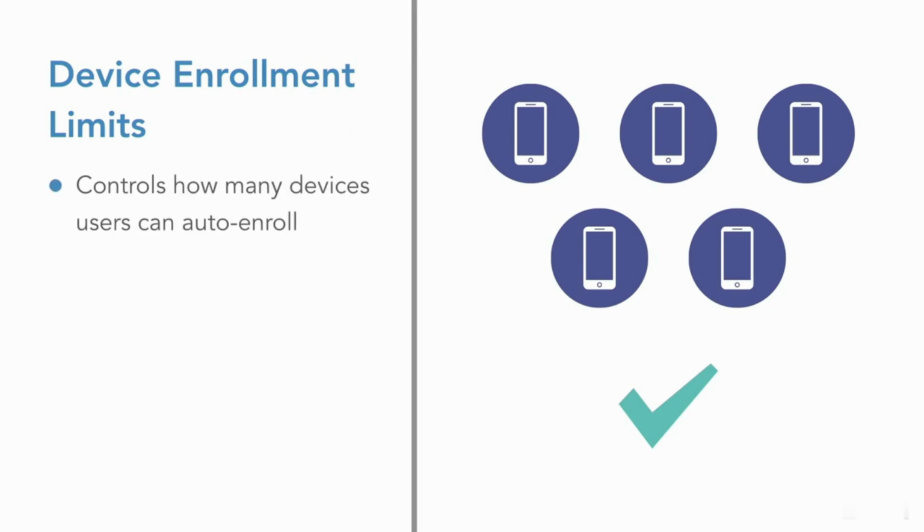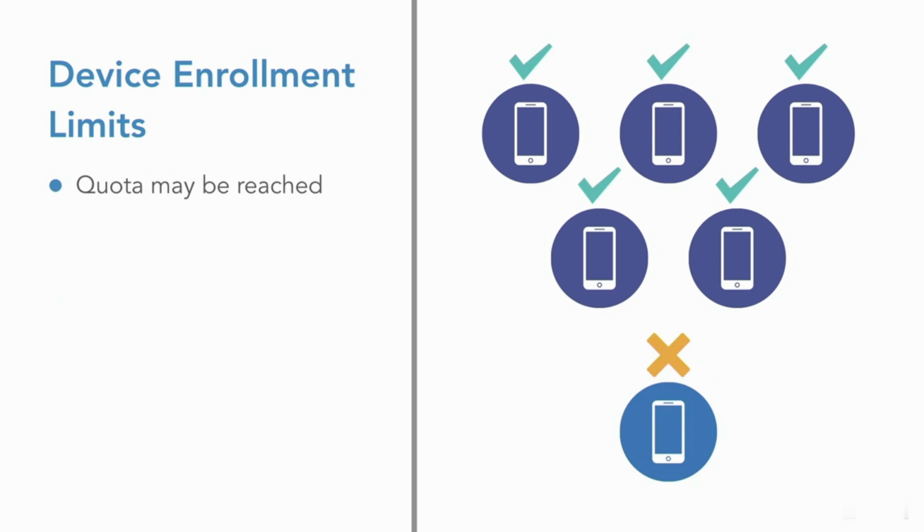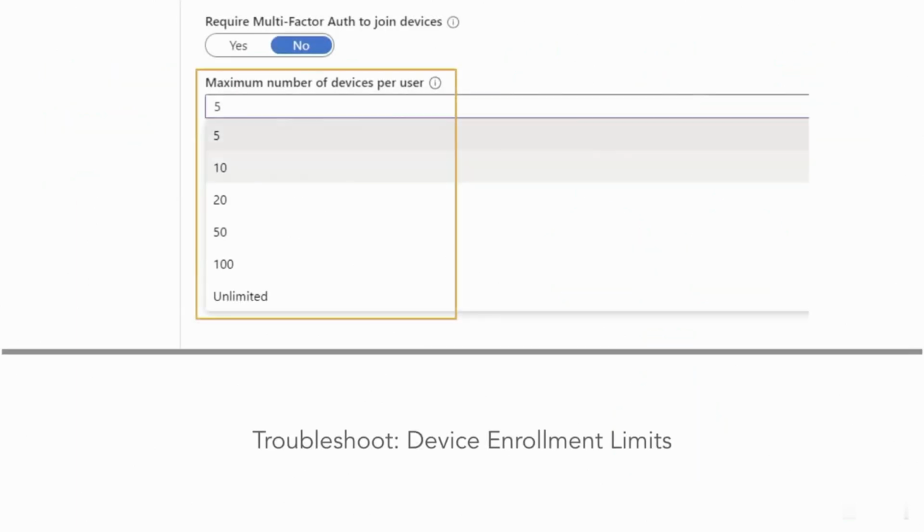This setting allows you to control how many devices each user is able to auto-enroll. The global setting sets the maximum number of devices that any user can have. If a user has reached the set quota, then they will not be able to register additional devices. If this issue arises, then you could change the device enrollment limit, setting it to a higher number. Another option is to see if there are any devices still registered to the user that can be removed to allow new devices to be registered.